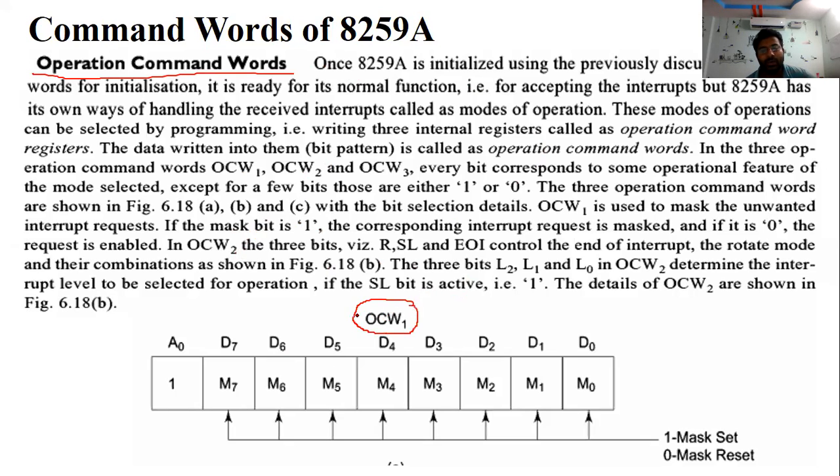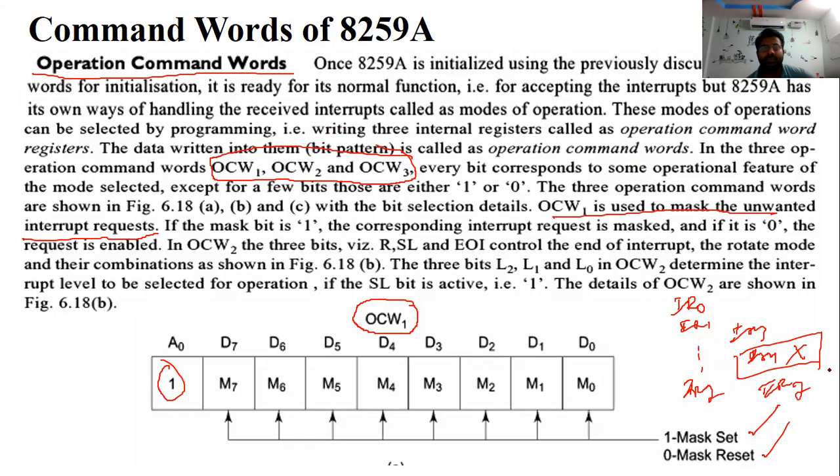The first one is OCW1, operation command word 1. If a bit is 1, the corresponding interrupt is masked, and otherwise reset. We have 3 different OCWs. OCW1 is used to mask unwanted interrupt requests. Suppose you have 8 devices, IR0, IR1, and so on up to IR7. If IR3 and IR4 are unwanted, you can mask them, and similarly IR7.